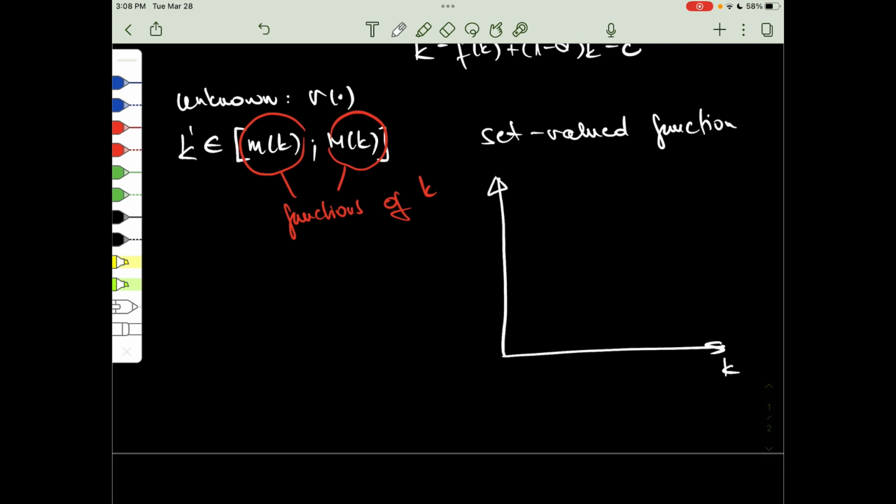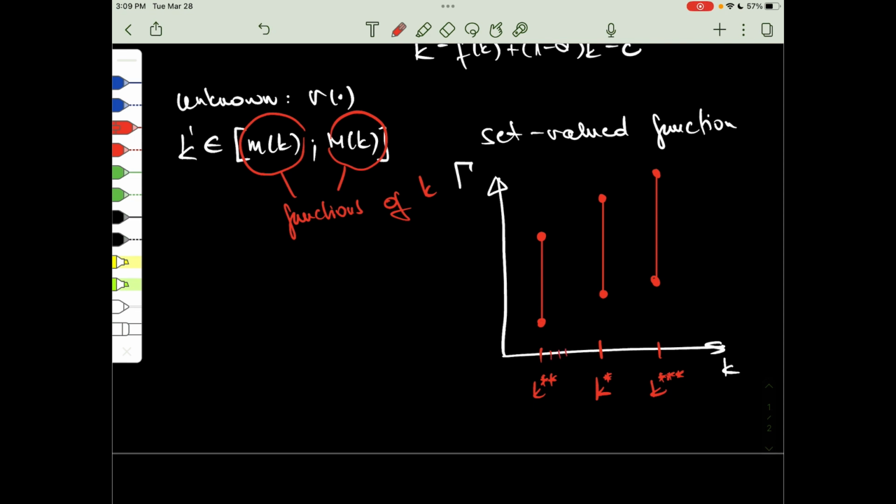If this is the state variable and this is gamma along the horizontal axis, so if we have any k, any value along the horizontal axis, the feasibility constraint is an interval. At another point, we have, this is very schematic, so this is just a sketch. So for any k, we have a closed interval. So it means that the correspondence is a set-valued function.